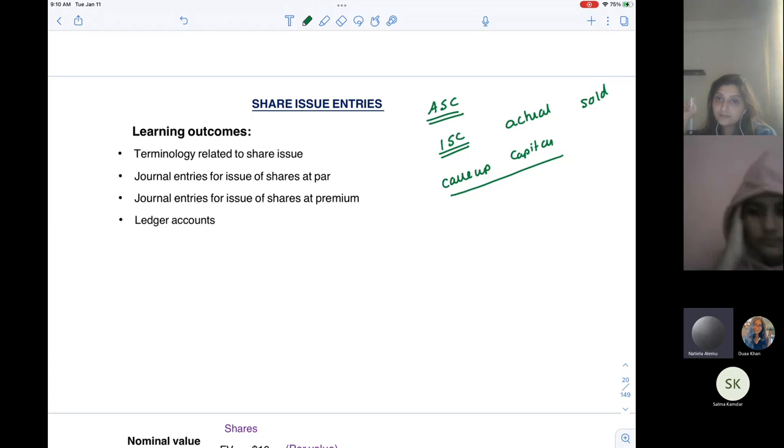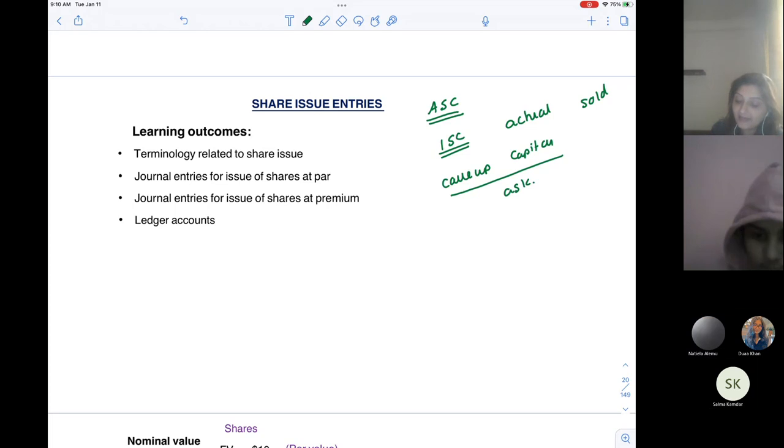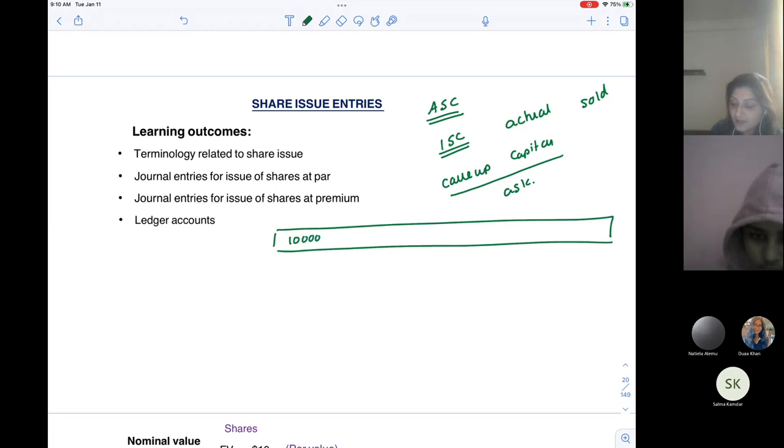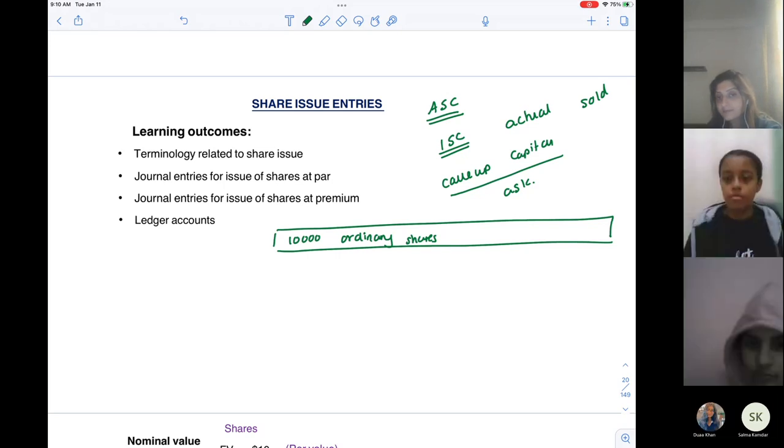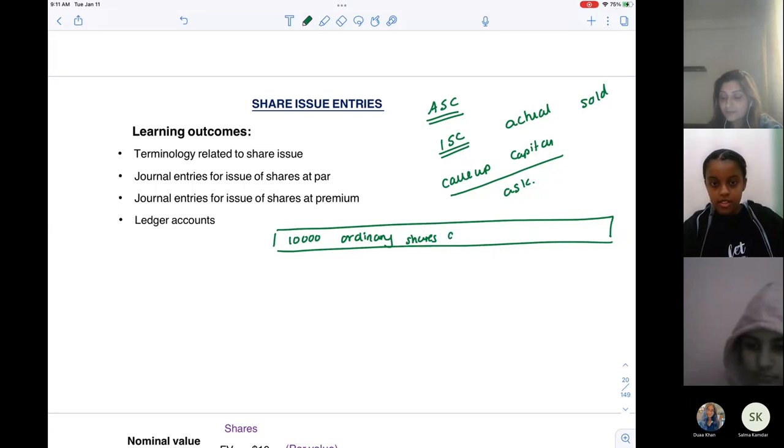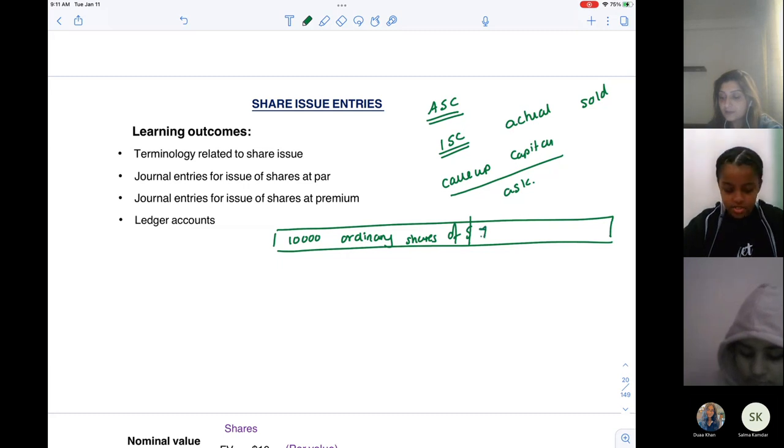Called up capital is the amount of capital that's asked from shareholders. That you ask. So how do we write the shares? Suppose we have 10,000 ordinary shares. How do we write it? So we say 10,000 ordinary shares of $10 each, and then $5 called up.